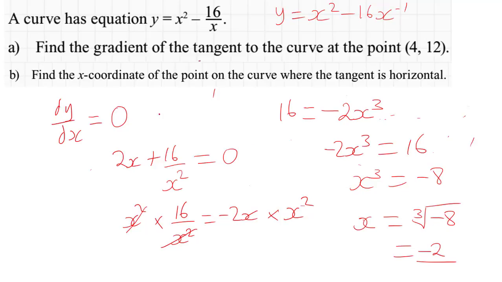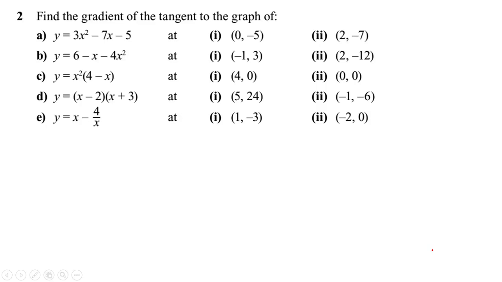So we are saying find the x-coordinate of the point on the curve where the tangent is horizontal. When the tangent is horizontal, the gradient is going to be 0. So we differentiate and equate to 0, and then we just solve for x. At that point, x is negative 2. So I would like you to pause the video and try question 2.